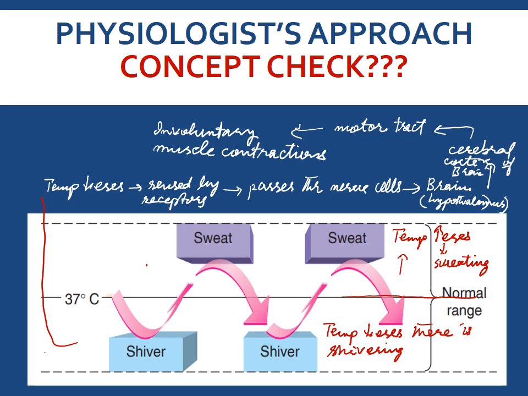Now, there is one important message for you, or you can say the second approach of physiology, that is how this is occurring. And this is an assignment basically for you people to make the same pathway for the increase in temperature, that how sweating occurs.